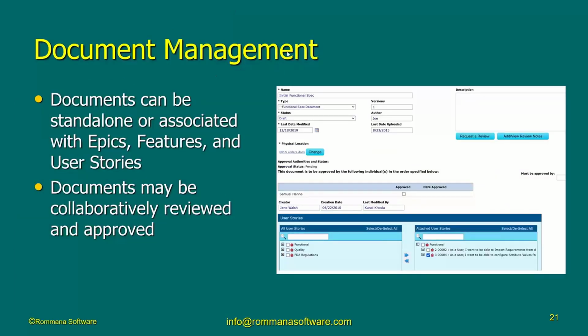Then we move to document management. Again, this is a document screen that shows you the document. As I said, in document management you can just maintain documents as standalone in Rommana ALM, or you can associate them with specific user stories. This specific document we're looking at, called the initial functional specs, is associated with 2 user stories here. So you kind of choose.